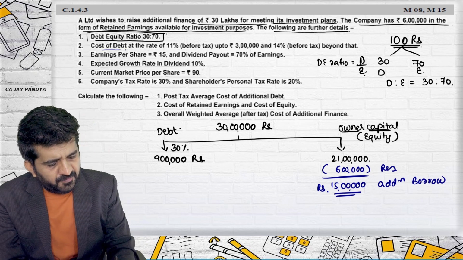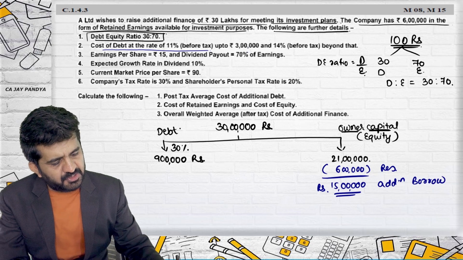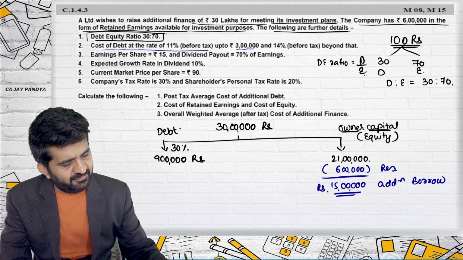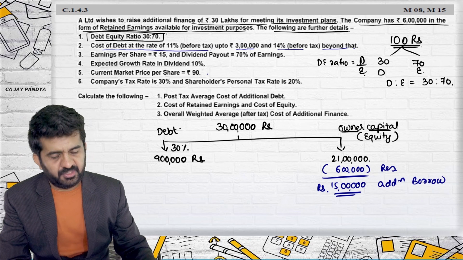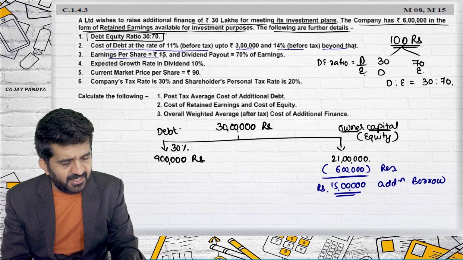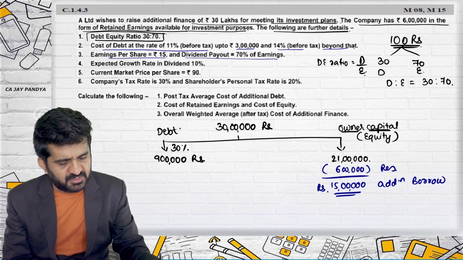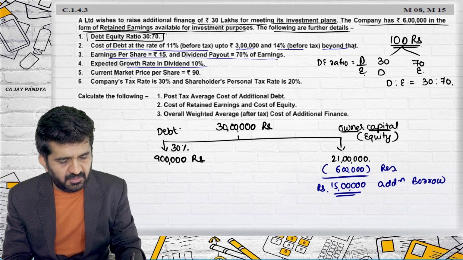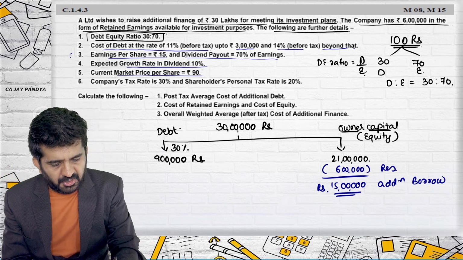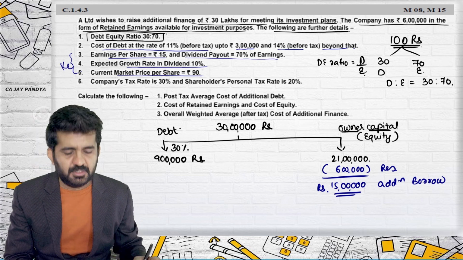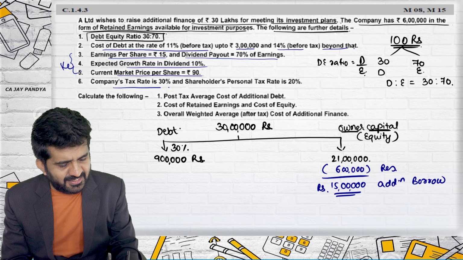The cost of debt at a rate of 11% before tax up to 3 lakhs is 11% and 14% beyond that. So same as in the previous question, we can solve it. EPS is 15, dividend payout is 70, growth rate is 10%. You can find out cost of equity with this 3 information. This is for Ke. The company's tax rate is 30%.